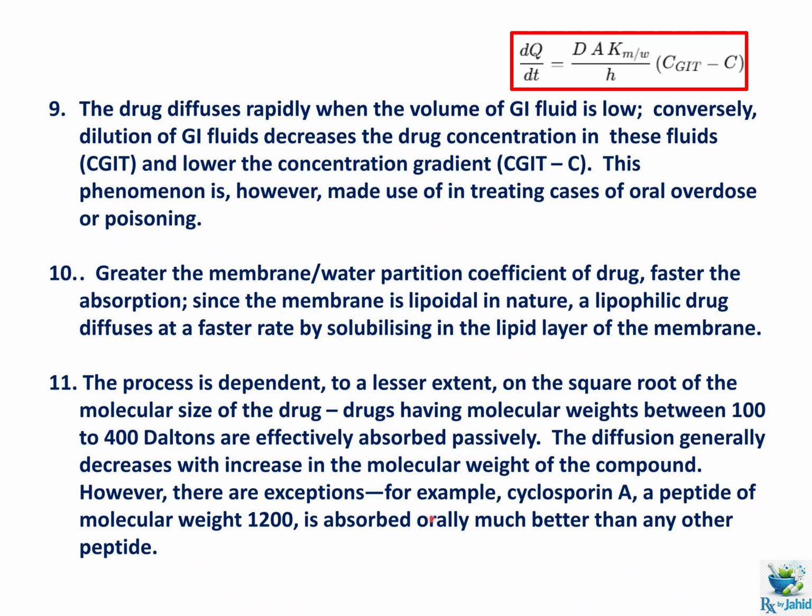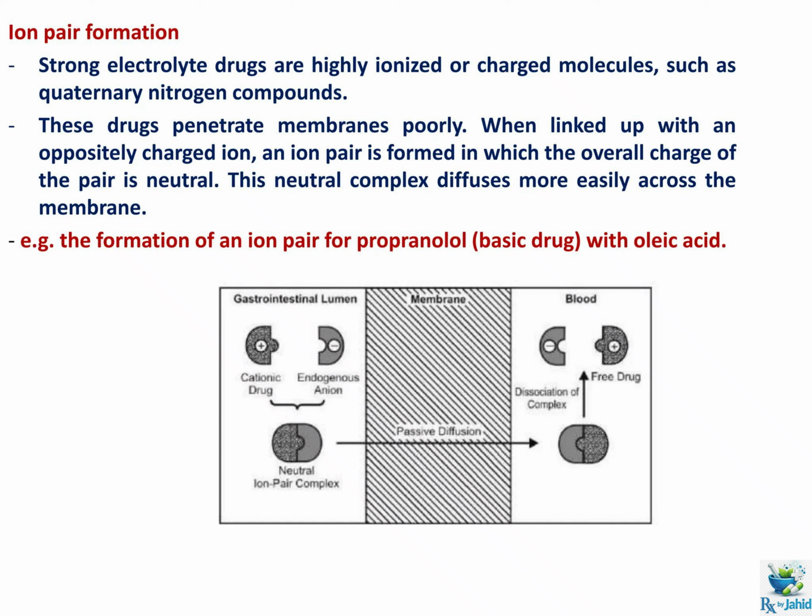However, there are exceptions. For example, cyclosporine, a peptide of molecular weight of 1200, is absorbed orally much better than any other peptide. So we'll discuss this later. Our next passive transport process is ion pair formation.